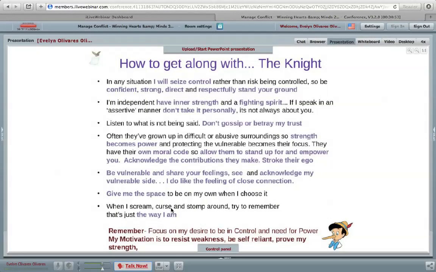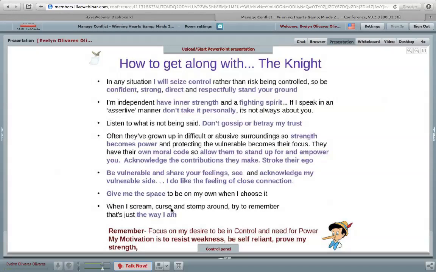So how do I get along with the Knight, with the Protector, with the 8? In any situation, I will seize control rather than be controlled. I won't risk being controlled. So be confident, strong, direct, and respectfully stand your ground. I'm independent. I have an inner strength and a fighting spirit. If I speak in an assertive manner, don't take it personally. It's not always about you. Listen to what's not being said. Don't gossip or betray my trust or lie to me.